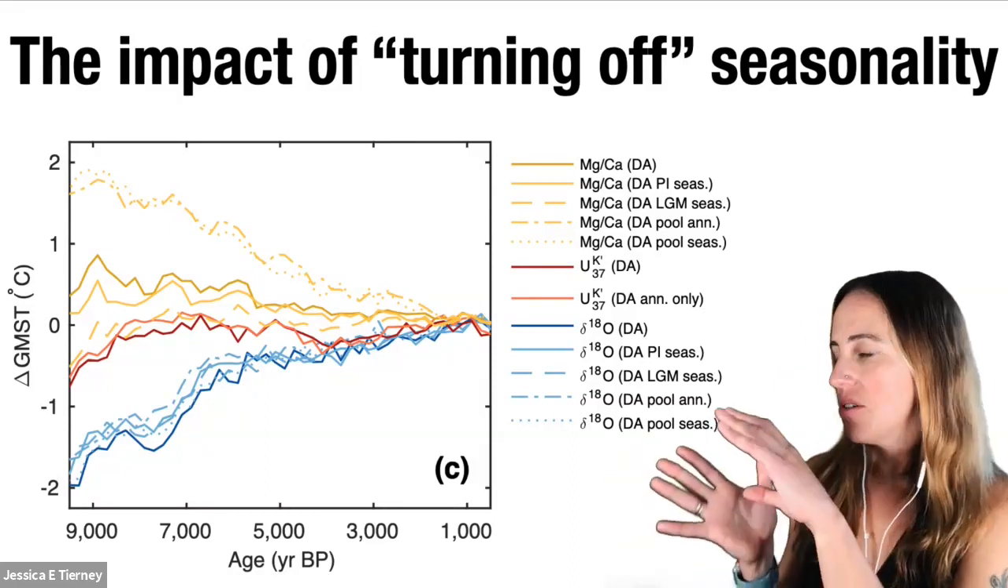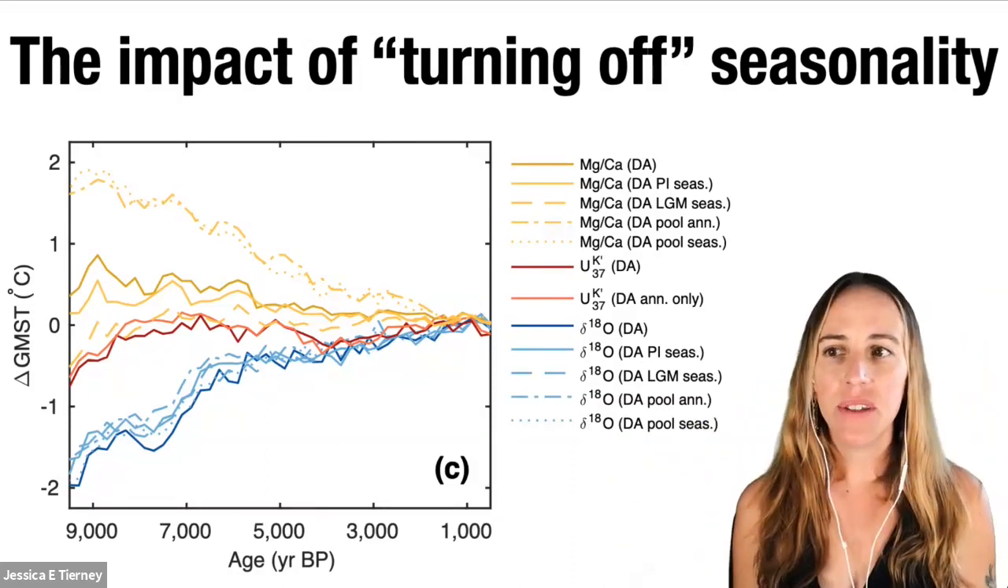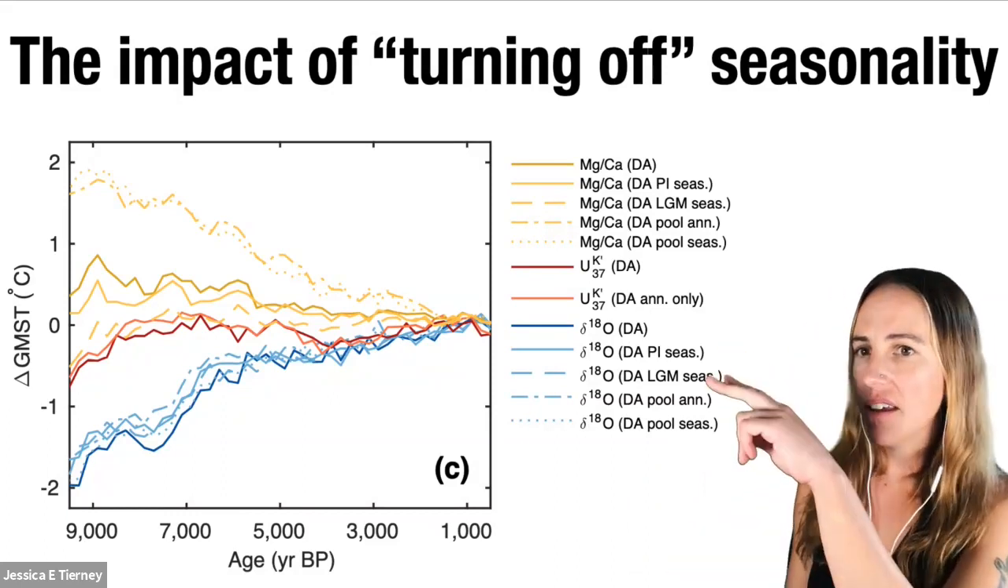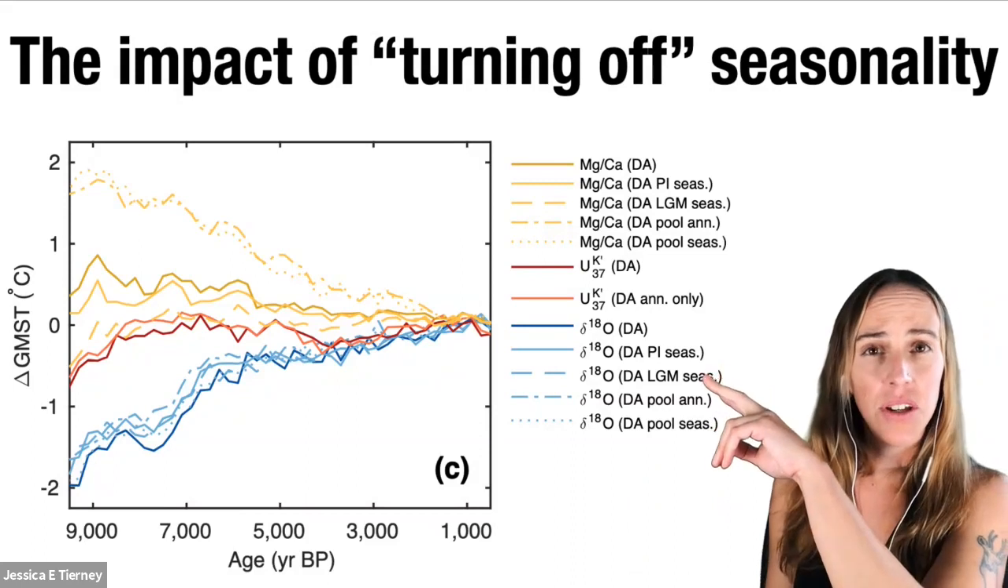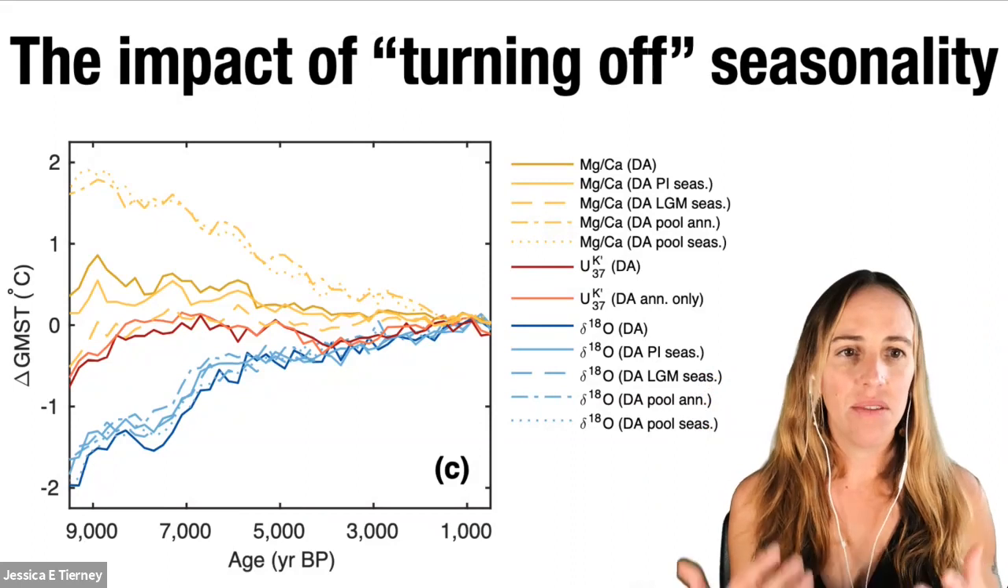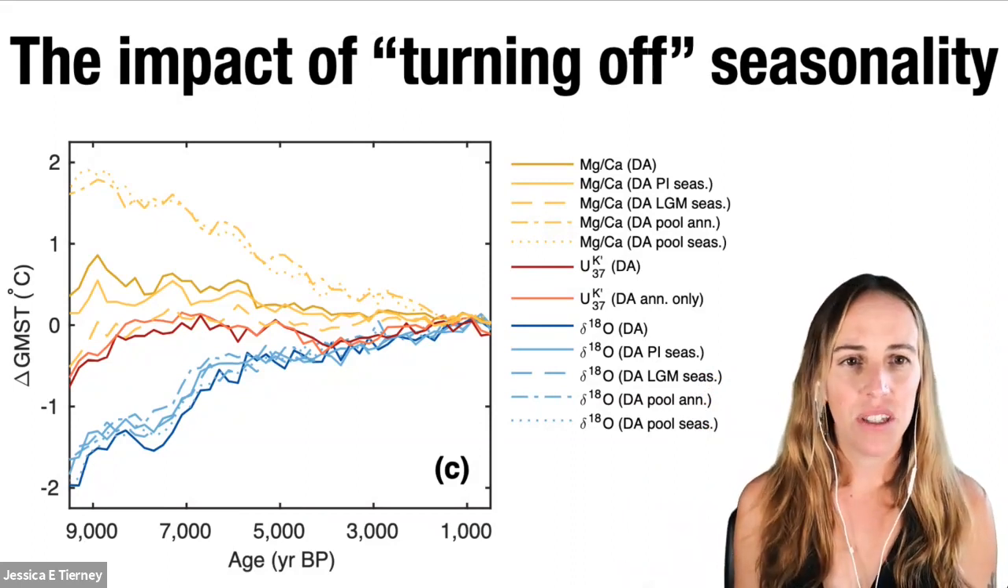The blue lines show experiments with the δ18O forams. So the darkest one is our standard DA. And then we fix the seasonality at what it would be in the pre-industrial, what it would be in the LGM. And in short, we didn't actually get much difference when we did that, especially in the Holocene.